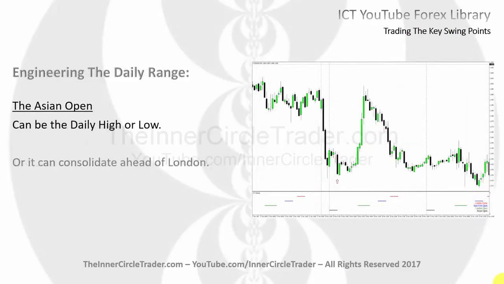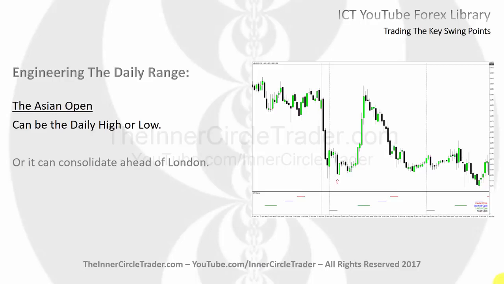All right, so engineering the daily range. Now, obviously, I teach with Power 3 that the general rule of thumb is that Asia is a consolidation, then London creates the high or the low of the daily range, New York is part of the expansion, and then London Close creates the higher low of the day or the opposite end of the range that's formed in London. But not always is that the case.